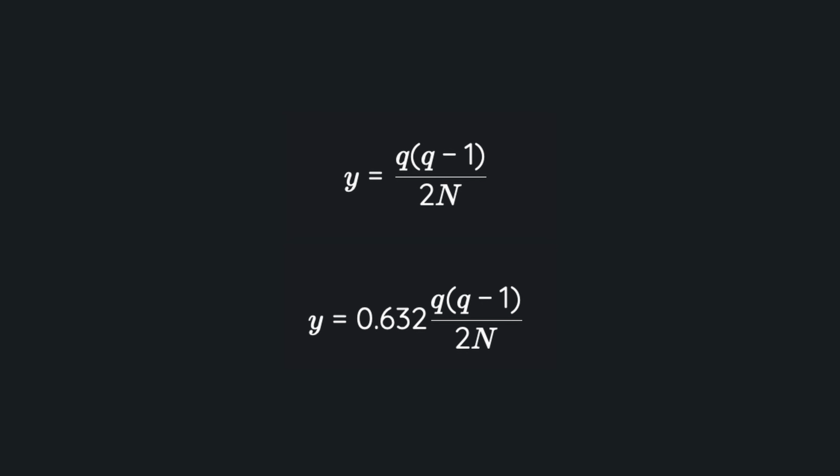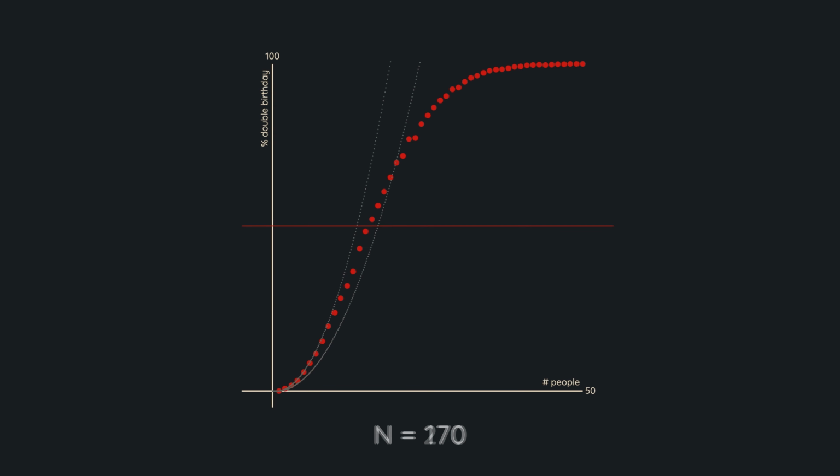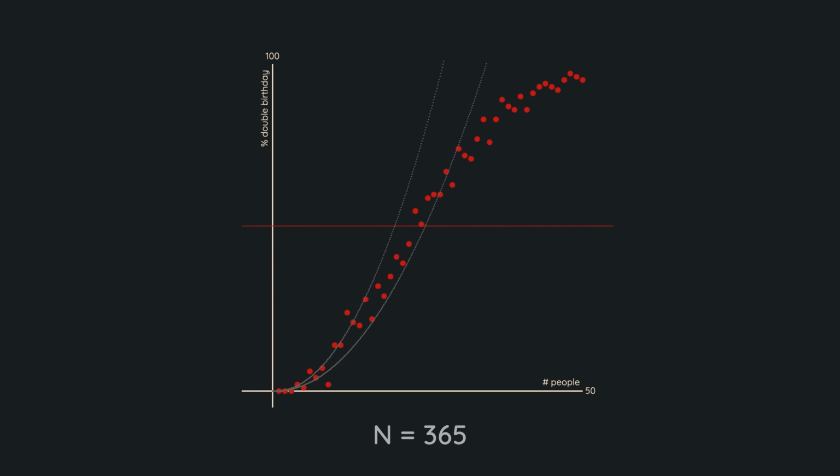We can now introduce two functions for the upper and lower bound of this probability. Y is Q times Q minus 1 over 2n, and Y is 0.632 times Q minus 1 over 2n. These bounds should encapsulate the lower region where Q, the amount of people, is small. With these bounds, we can now experiment with different amount of days in a year by varying n. When we vary n, we notice that the bounds move as well. The larger n is, the lower these bounds become.